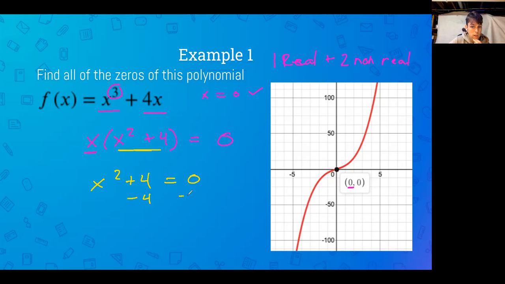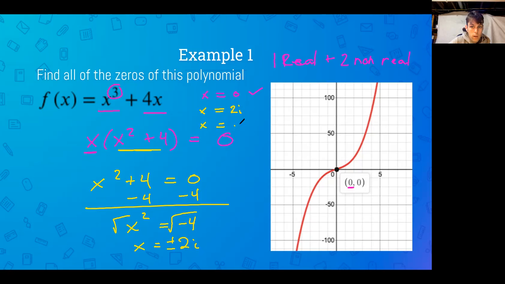We could just subtract 4 from both sides, get x squared equals -4, and then take the square root of both sides. And the square root of -4, remember when we're solving, we need to say plus or minus. We take the square root of this as though it's positive, so that's 2, and we stick an i on it. So plus or minus 2i. So those are our other 2 zeros, 2i and -2i.